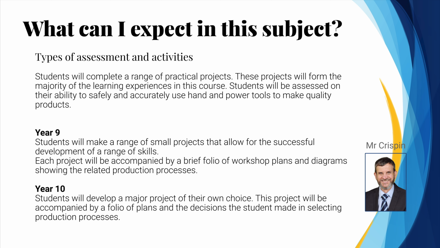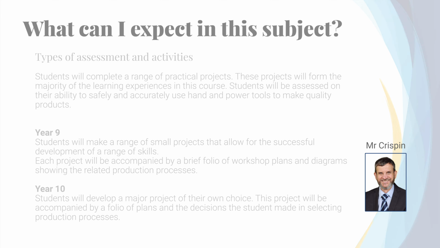Students will be assessed on their ability to safely and accurately use hand and power tools to make quality projects. In Year 9, students will make a range of small projects that allow for the successful development of a range of skills. Each project will be accompanied by a brief folio of workshop plans and diagrams showing the related production processes. In Year 10, students will develop a major project of their own choice. This project will be accompanied by a folio of plans and the decisions the student made in selecting production processes.